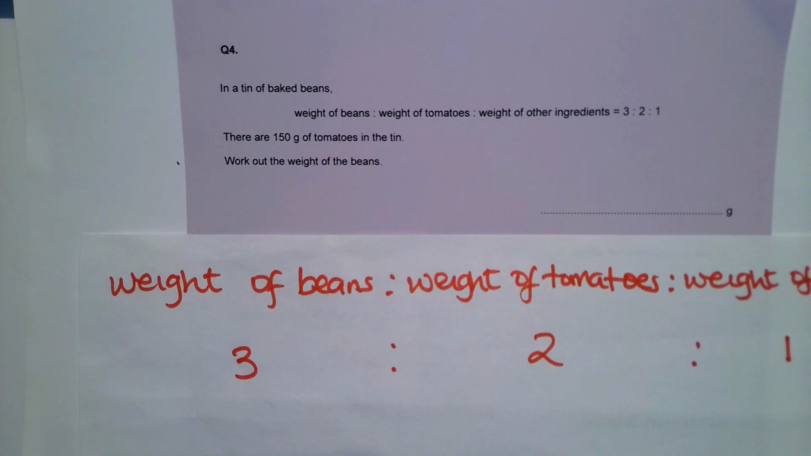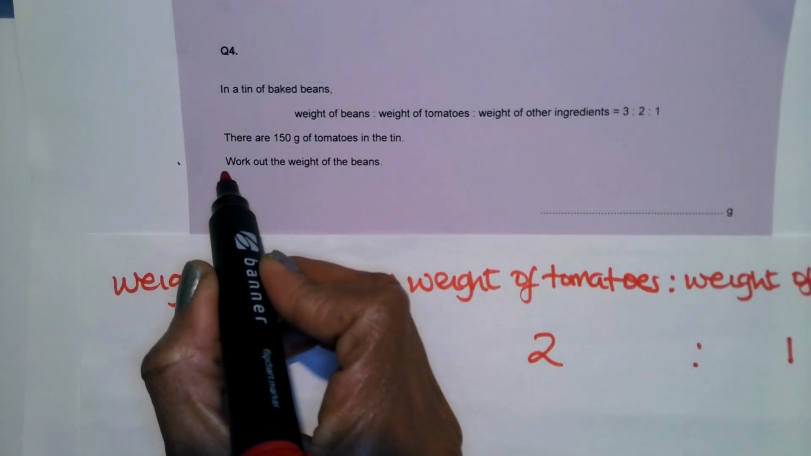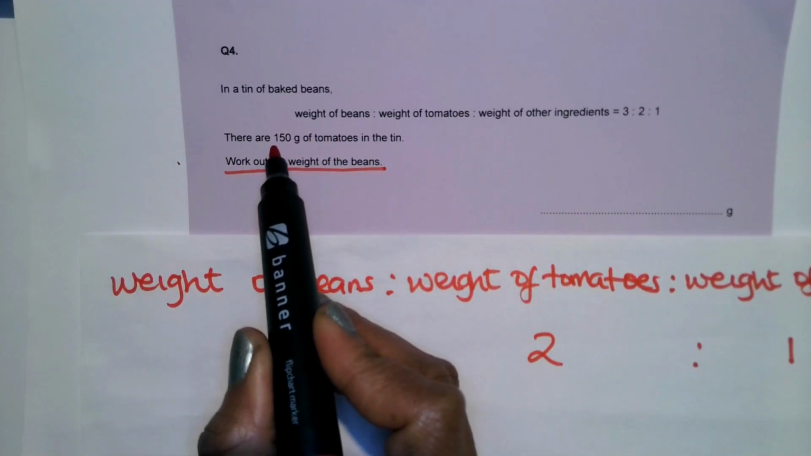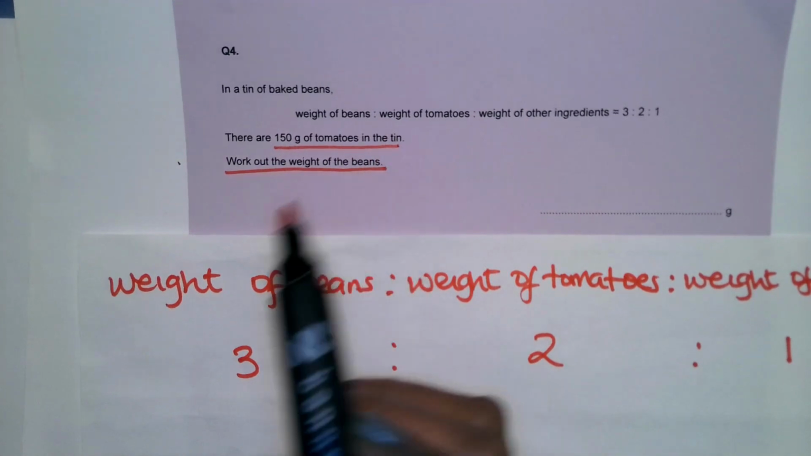Okay, let's look at this question. In a tin of baked beans, the weight of the beans is to the weight of tomatoes is to the weight of other ingredients. And the ratio is 3 is to 2 is to 1. Now in this question, there are 150 grams of tomatoes in the tin. Work out the weight of the beans. So we're going to work out the weight of the beans. But first of all, we've got 150 grams of tomatoes in the tin.